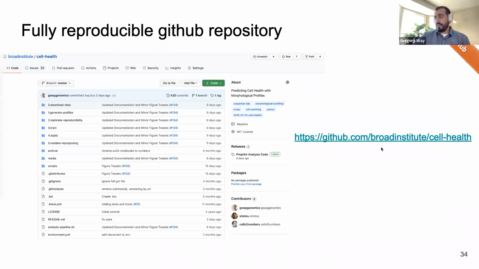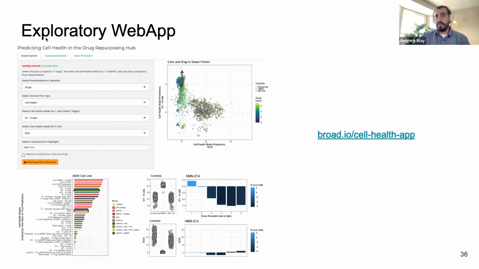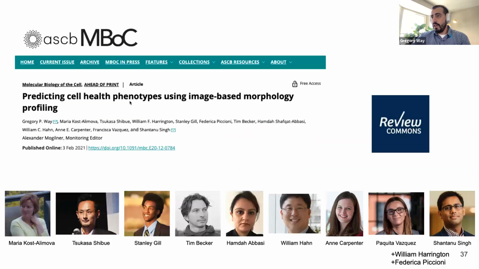This is just a note to show that all of these analyses are fully reproducible on GitHub. All of the data are publicly available, versioned and cited. And we also have an exploratory web app that you can go to explore all of the drugs that are profiled by Cell Painting in the Drug Repurposing Hub across all 70 of the different cell health models. This is work that was in collaboration with Shantanu Singh, Paquita Vasquez, and Ann Carpenter at the Broad Institute, along with co-first author Maria.